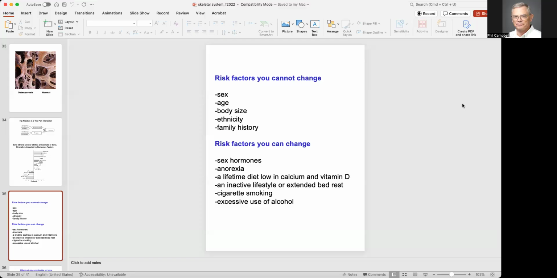Your sex, your age, your body size, ethnicity, etc. Those things you can't change. Those are fixed. Let's do an illustration.